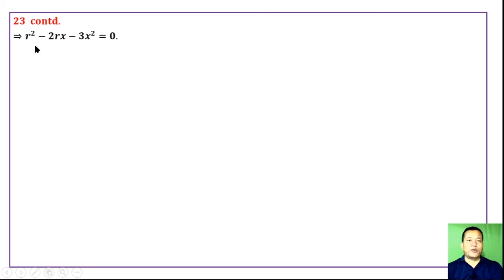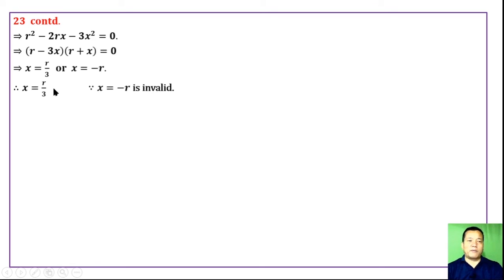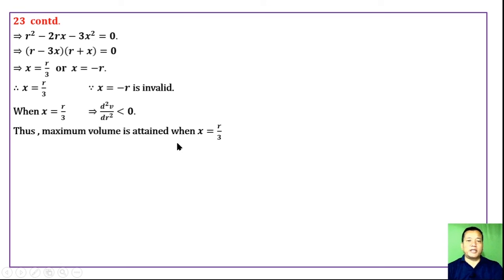Then we get r square minus twice rx minus thrice x square equal to 0. Factorization gives x equal to r by 3 or x equal to minus r. X equal to r by 3 is taken, as x equal to minus r is invalid, since length cannot be a negative number. When x is r by 3, the value of the second order derivative is automatically negative, that is less than 0. Thus, maximum volume is attained when x is r by 3.